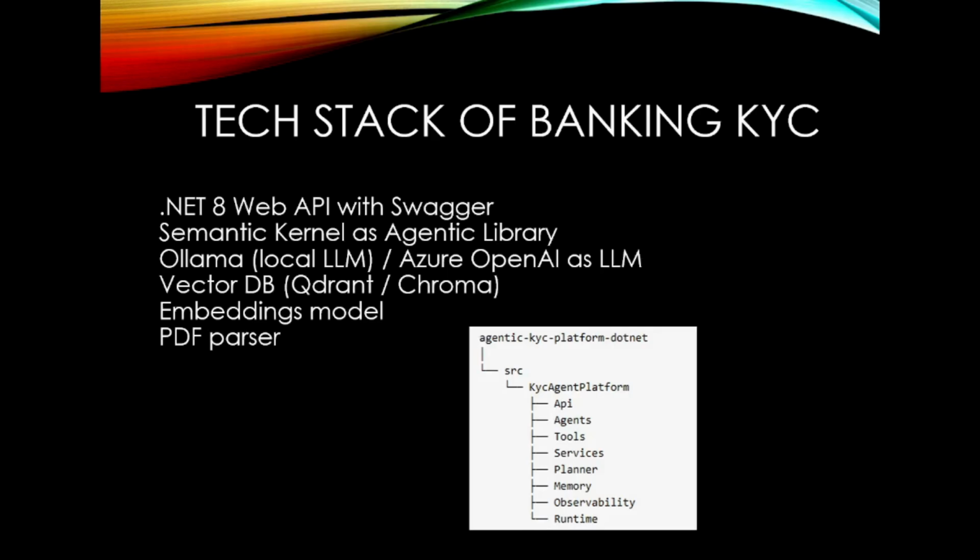.NET 8, Web API with Swagger. We are using Swagger because we are using API endpoints. It is no longer a console application. Semantic Kernel as the agentic library, Ollama local LLM, and Azure OpenAI as LLM. We will use Azure OpenAI right now because we have started from day 15, 15.5.